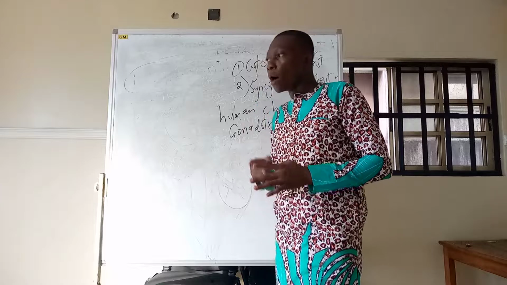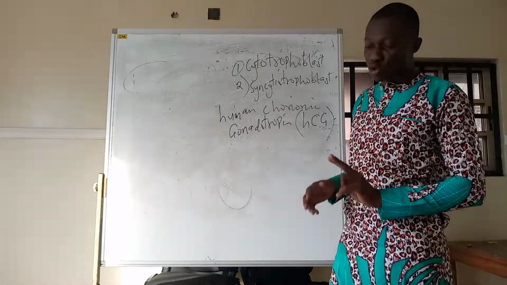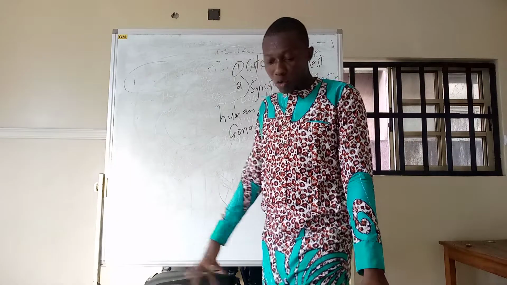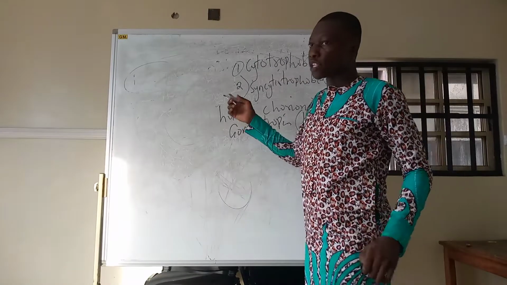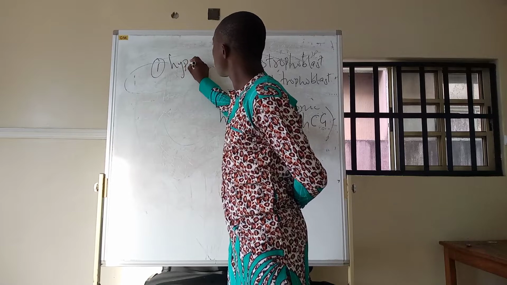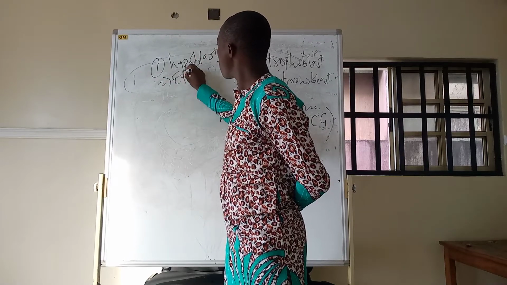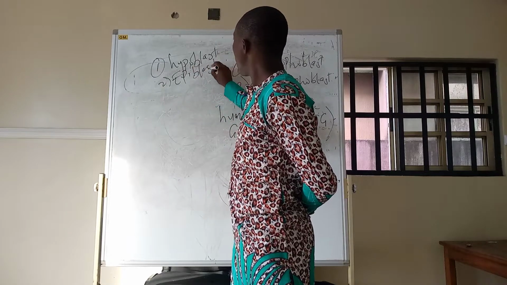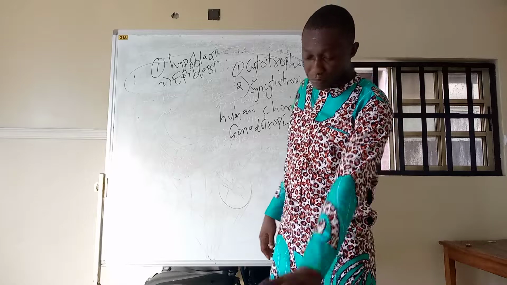Now, what you have to know is that the trophoblast differentiates into two structures, and the embryoblast also differentiates into two structures. Also at day 8, the cells of the embryoblast differentiate into two layers, which are number 1, hypoblast, and number 2, epiblast. The way I'm writing it, that is the way it appears.